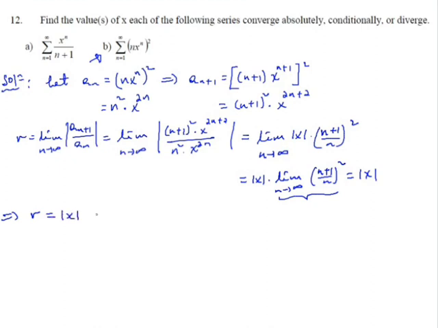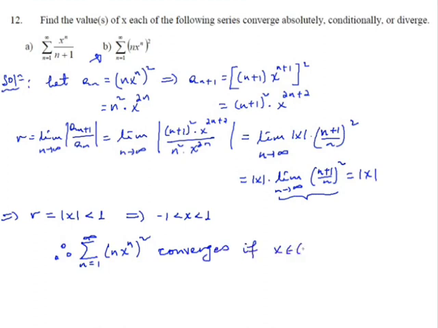So by the generalized convergence test, this r should be less than 1 so that the series converges. This means -1 is less than x, and x is less than 1. Therefore the given series, n starts from 1 up to infinity, n times x to the power of n, the whole squared, converges if x is between -1 and 1. Unfortunately, both have the same x values.